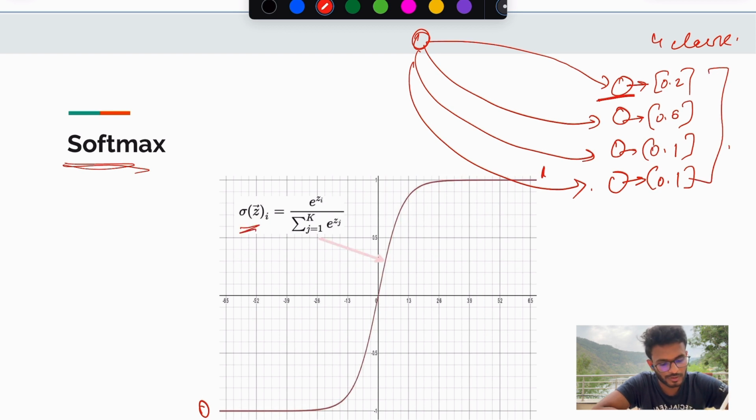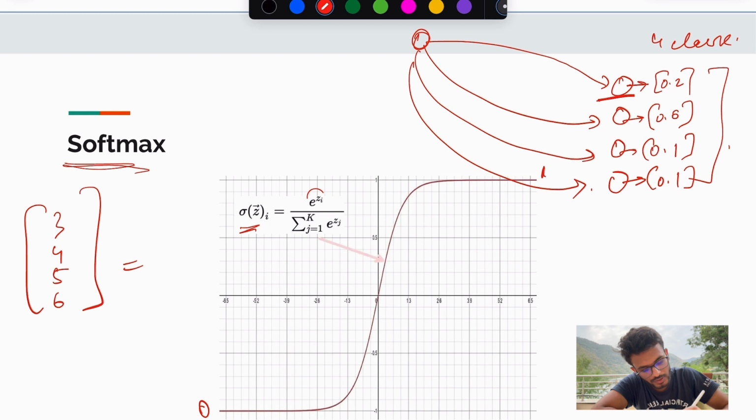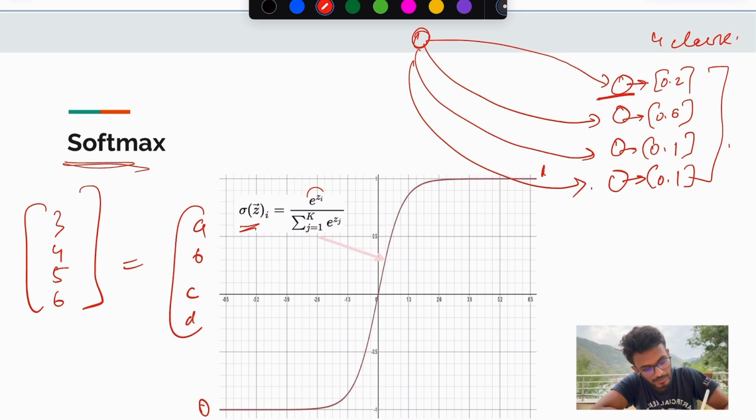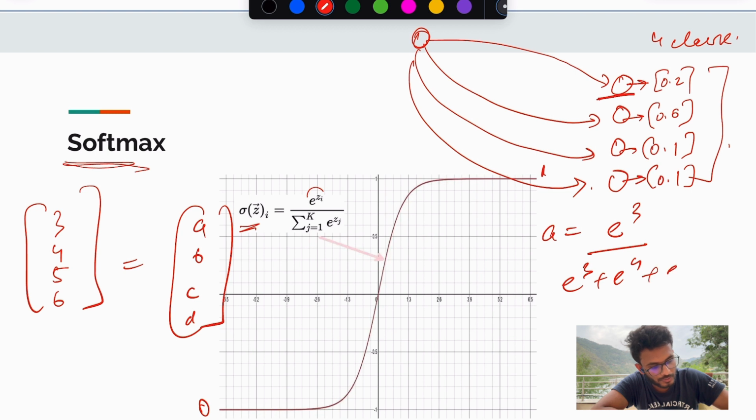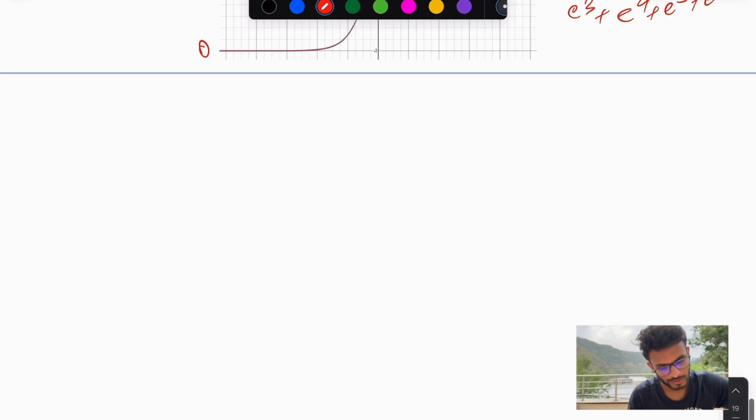Softmax is again a simple function. If you have a vector, let's say 3, 4, 5, 6, and you calculate softmax, it will again be a vector of the same dimension, let's say A, B, C, D, where A will be equal to e raised to 3 divided by e raised to 3 plus e raised to 4 plus e raised to 5 plus e raised to 6. Similarly, B will become e raised to 4 divided by e raised to 3 plus e raised to 4 plus e raised to 5 plus e raised to 6. And similarly, C and D come out the same way. So this is how and why we use softmax.